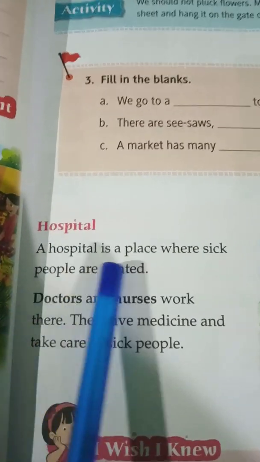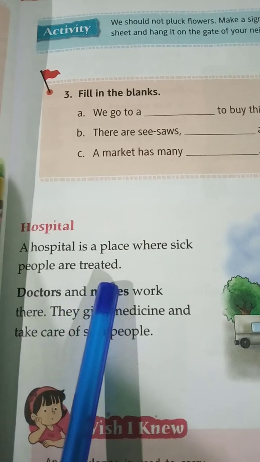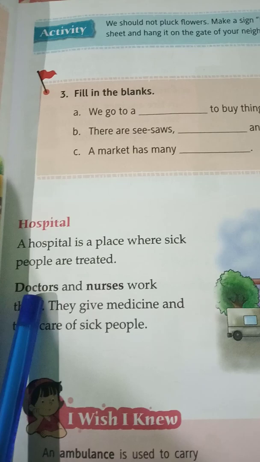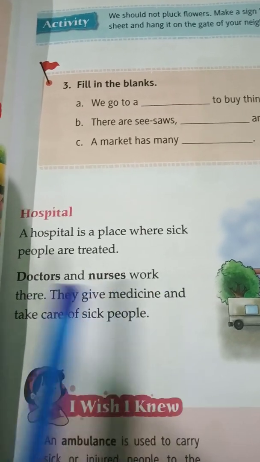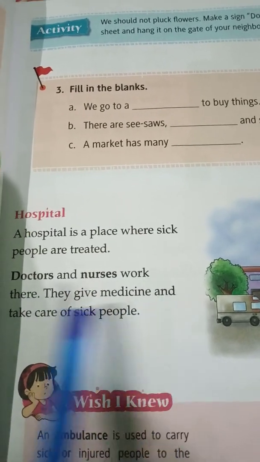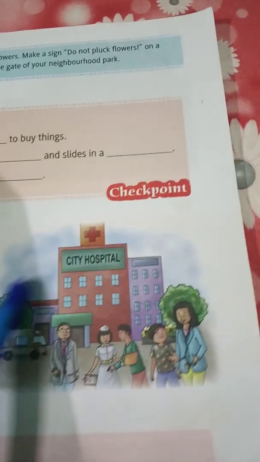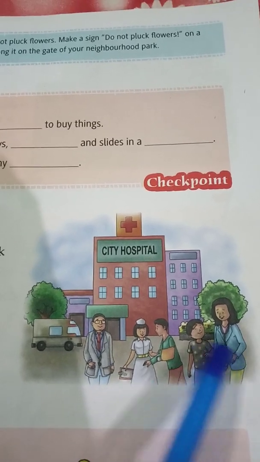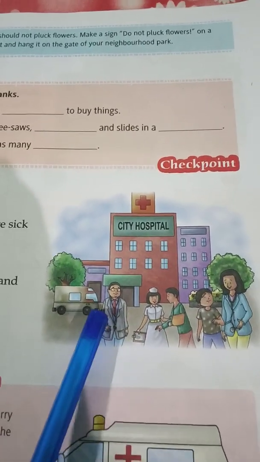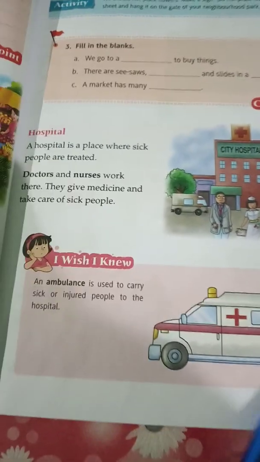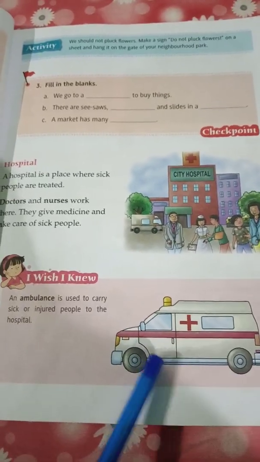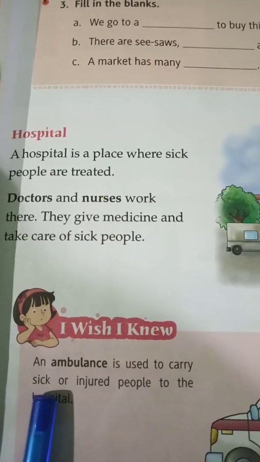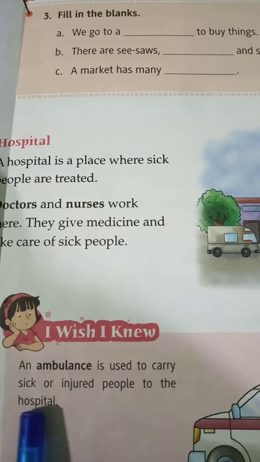Hospital. A hospital is a place where sick people are treated. I told you now, two kinds of people are there in the hospital. Who are they? Doctors and nurses work there. They give medicine and take care of sick people. See the picture of the city hospital. The doctors and nurses are there and the sick people are going inside the city hospital. See, you know children, what is this? This is the ambulance. Very good. An ambulance is used to carry sick or injured people to the hospital.